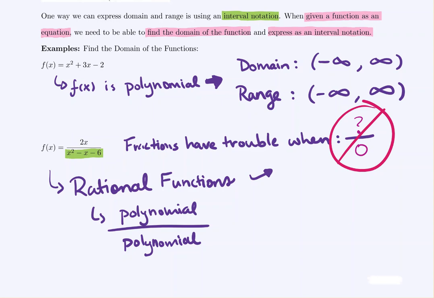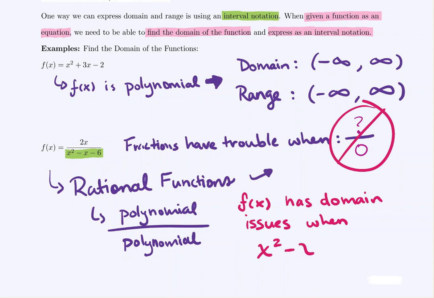So as you're looking at a rational function, remember it's not just what makes up the function, it's the structure of the function, and what you're looking for here is that fractions cannot have a denominator of 0. Denominator is a fancy word for the bottom of the fraction. So we know that this function has domain issues when the denominator, x squared minus x minus 6, equals 0.